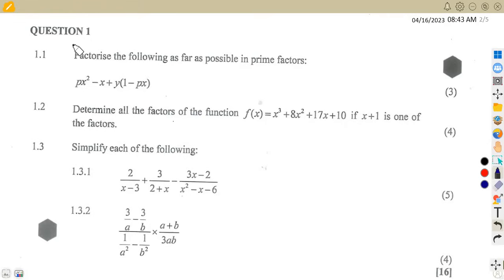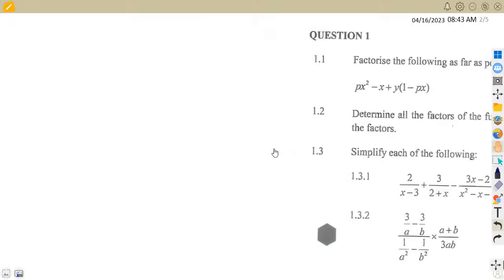So the first part, on question number 1, we are given: factorize the following as far as possible in prime factors. That is question 1.1. All right, so let's see how we're supposed to attempt this typical question. So that is 1.1. We are given px squared minus x plus y into 1 minus px. So this is what we are asked to factorize.